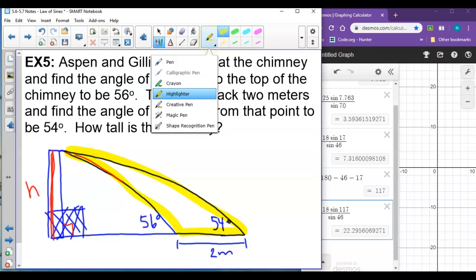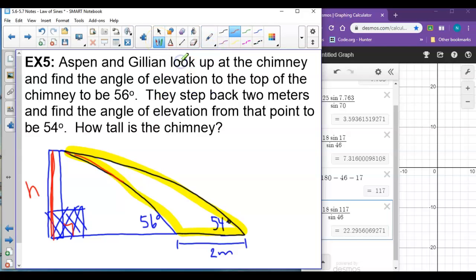We really can find either this side or this side right here. I think I will just find this side right here. I'm going to call that X. I'm going to use this triangle to find X, and then I can use X to find H. So first I've got an angle right here. I need this other angle, and since this angle and this angle make a straight line, I can do 180 minus 56 degrees, and I'm going to get 124 degrees for that angle right there. And then if I do 180 minus 124 minus 54, I'm going to get 2 degrees up here in this top angle right here.